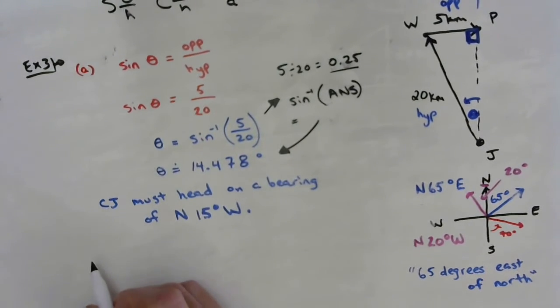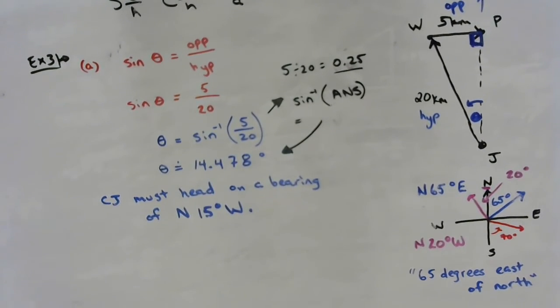Okay, that was A. Let's look at B. What does B say? B says Captain Jack is in communication with a submarine that is cruising at a depth of 400 meters below sea level. If Jack's radar tells him that the submarine is 500 meters from Jack, due north of his ship, at what angle is the submarine located with respect to Captain Jack's ship to the nearest degree?